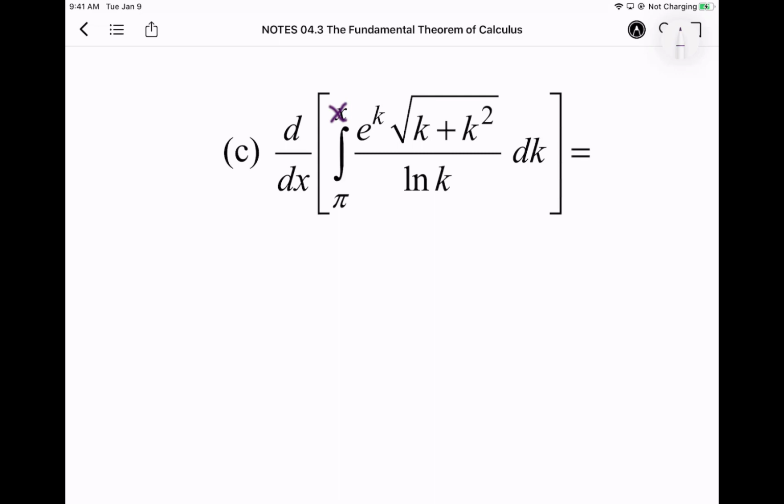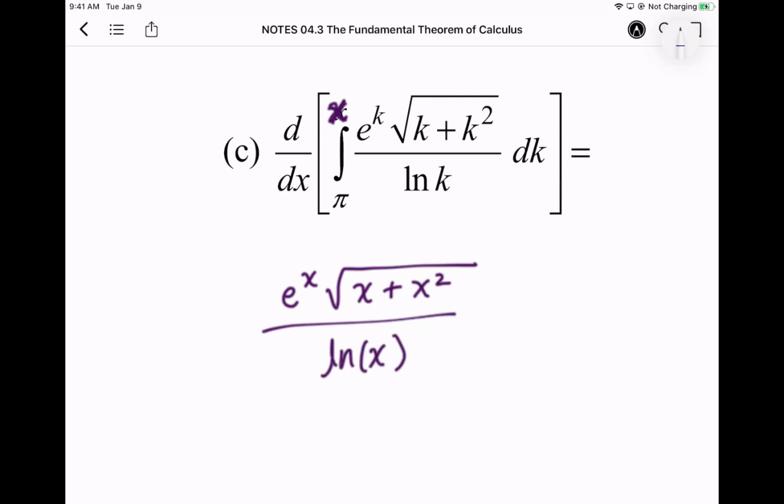Again, the derivative and the integral, because they are inverses, they cancel each other out. My new variable is x, so I get e to the x times square root of x plus x squared divided by ln of x. Did you get it? Yay, nice job!